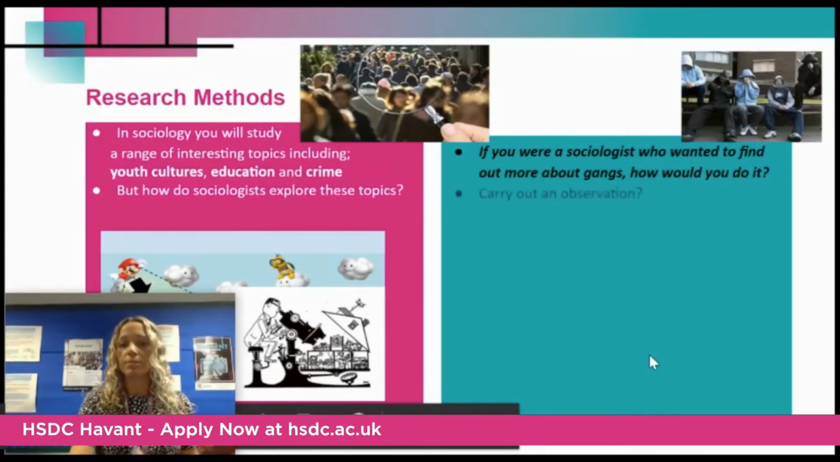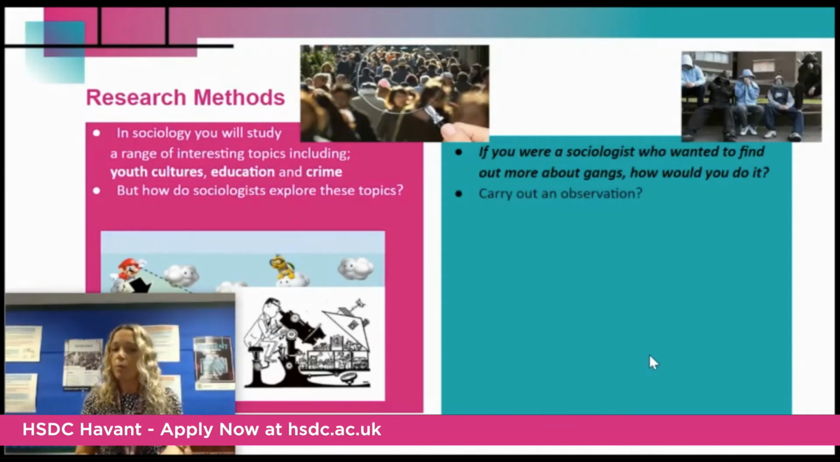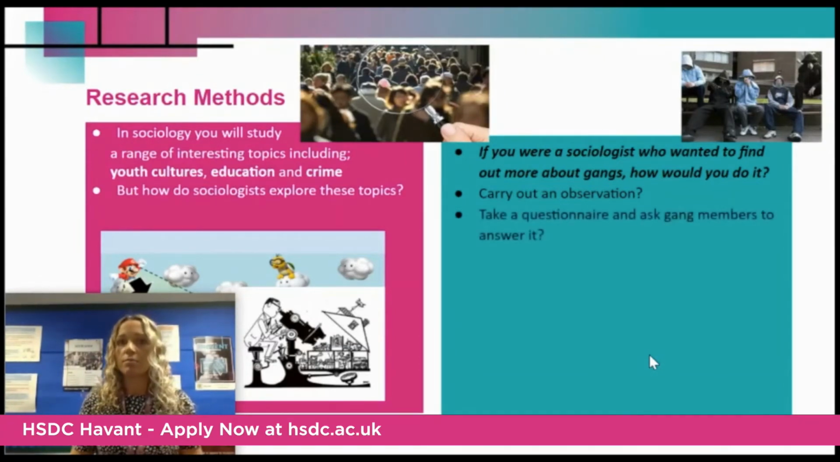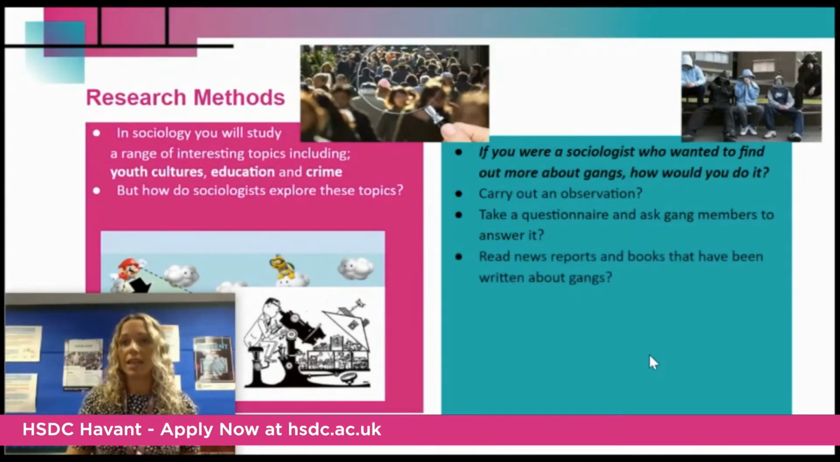So the first option, yep, that sounds good. But what if the gangs that you were observing realised you were watching them and attacked you, which has actually happened? Another option, okay, yes, you could do that, but would that really tell you anything about life as a gang member? A lot of sociologists do this initially, but it does only tell you about the particular gangs that the books have been written about, rather than generally about gang life.